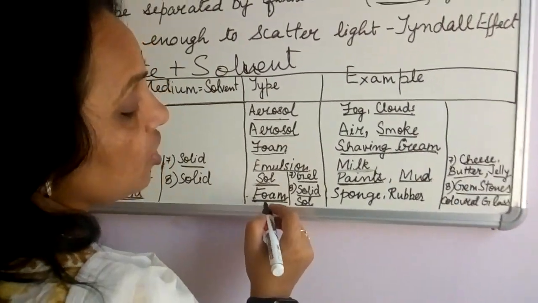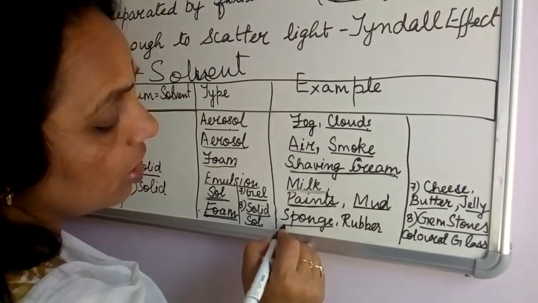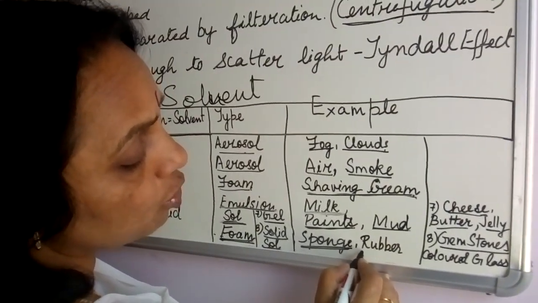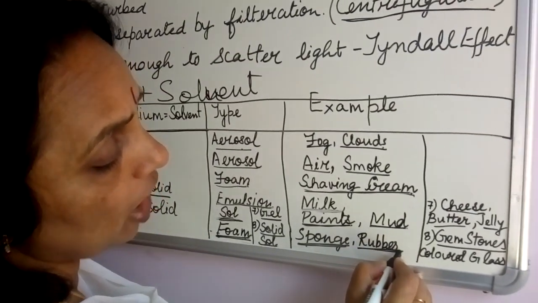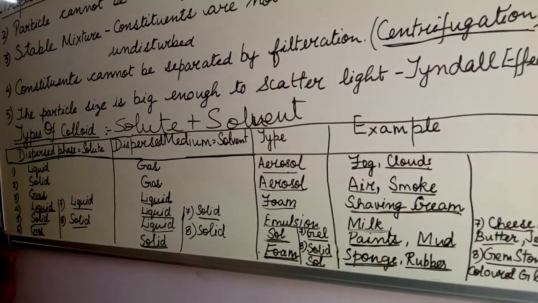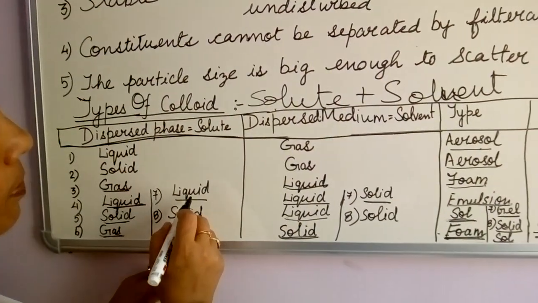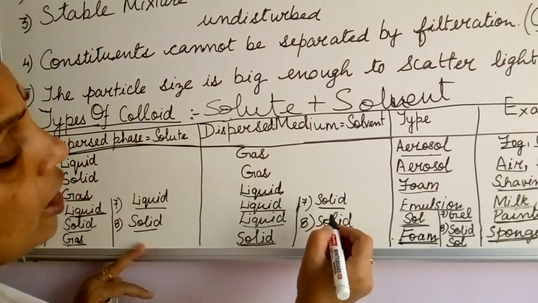The example of such a colloid is sponge. Okay, the sponge balls that you used to play with in your childhood, the rubber and the pumice stone. Fine. Coming to the seventh example, liquid dispersed in solid.